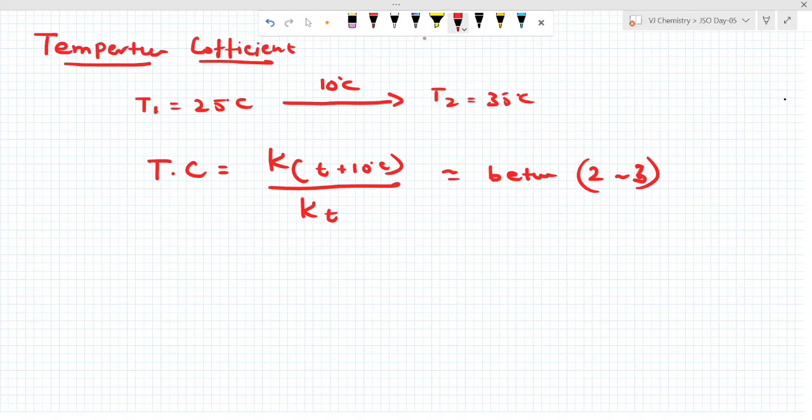Now see, for example, if the temperature increases by 10 degrees from T1, what do I do?